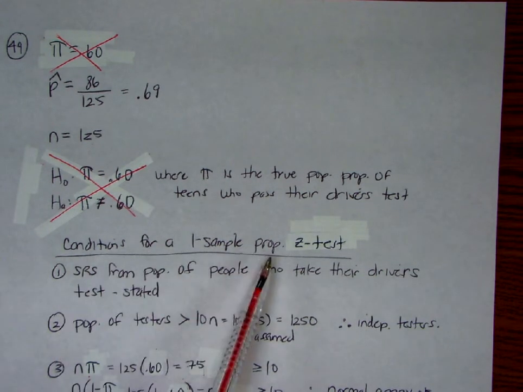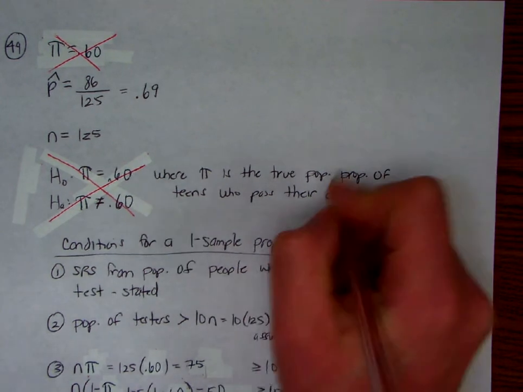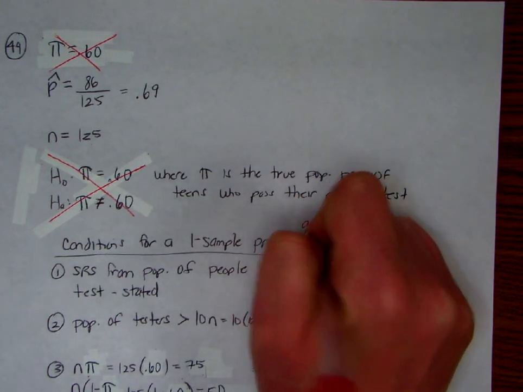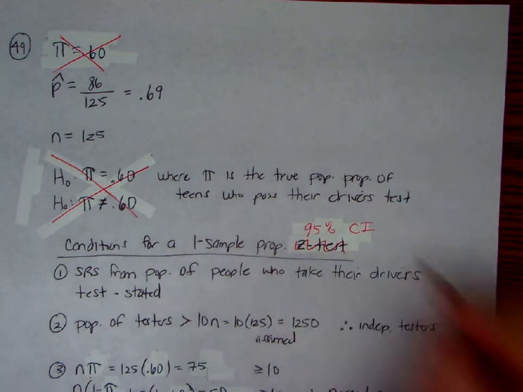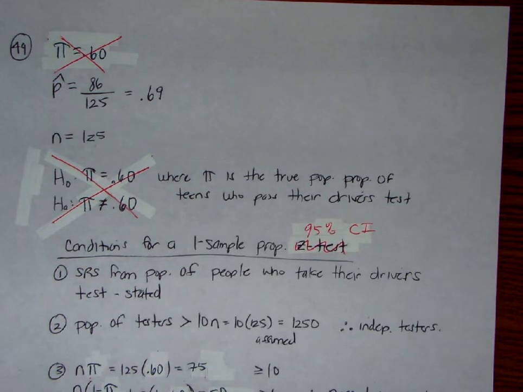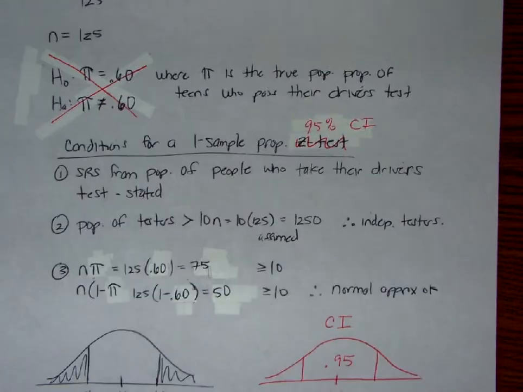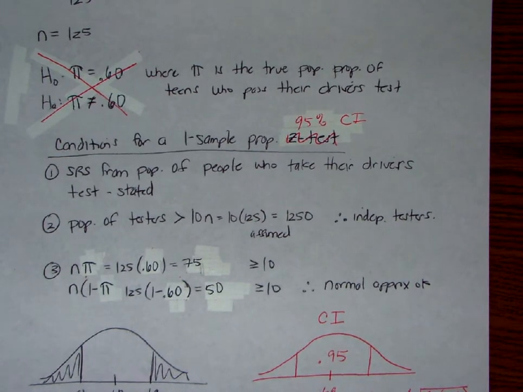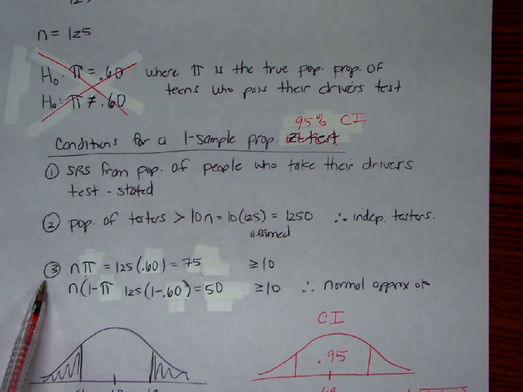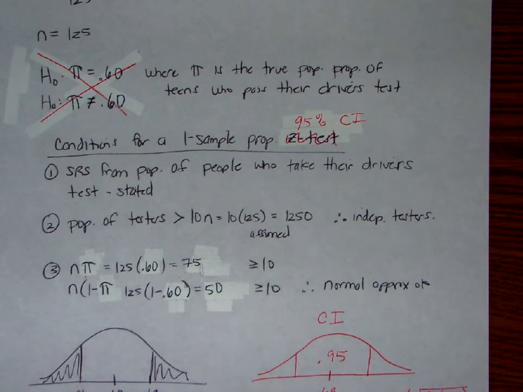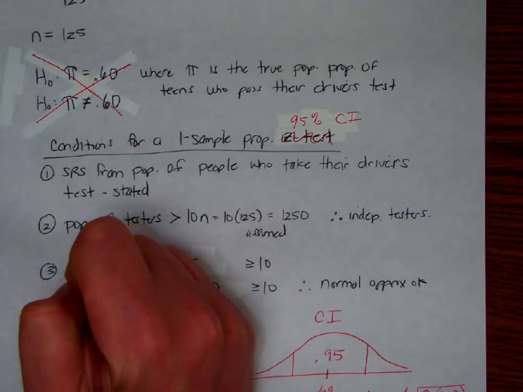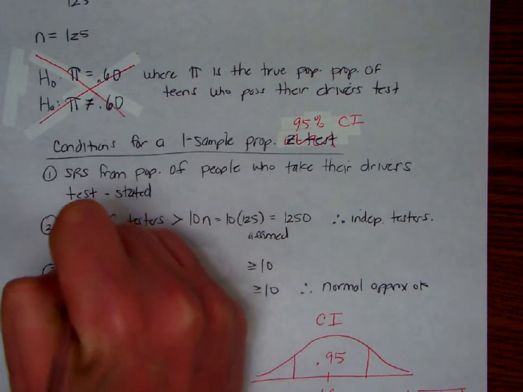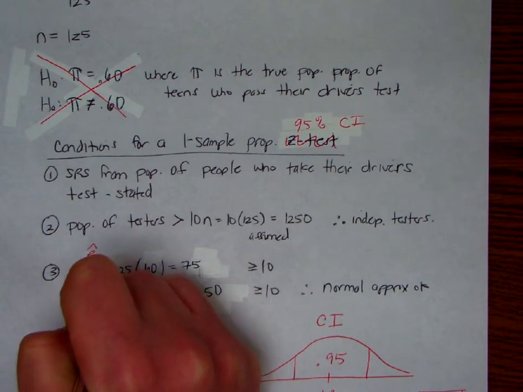Conditions for a one sample proportion, 95% confidence interval. You don't have to worry about degrees of freedom because you are not on a mean problem, so just 95% confidence interval. 1 and 2 stay exactly the same. Now, when you get to the third condition for proportions, the problem is that for confidence intervals, you don't have pi. So this is actually going to change to p hat and p hat.